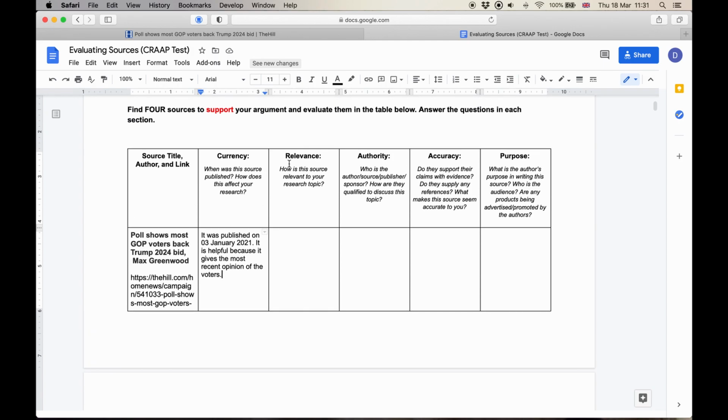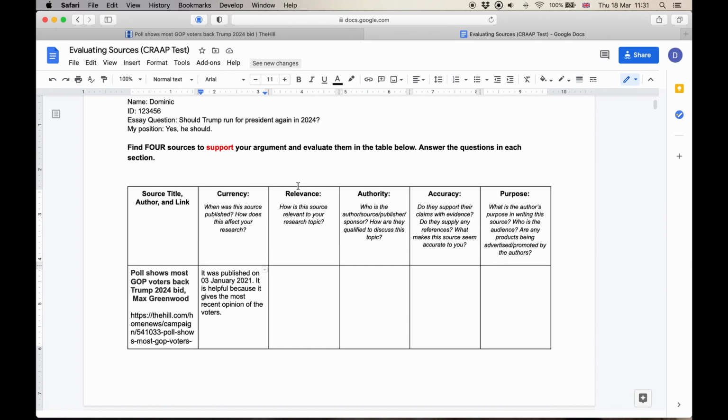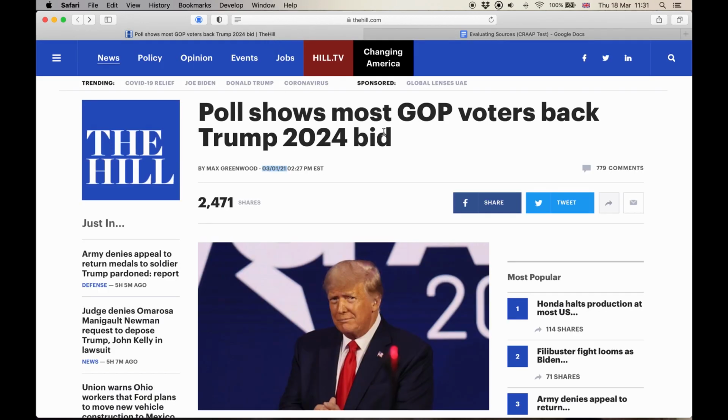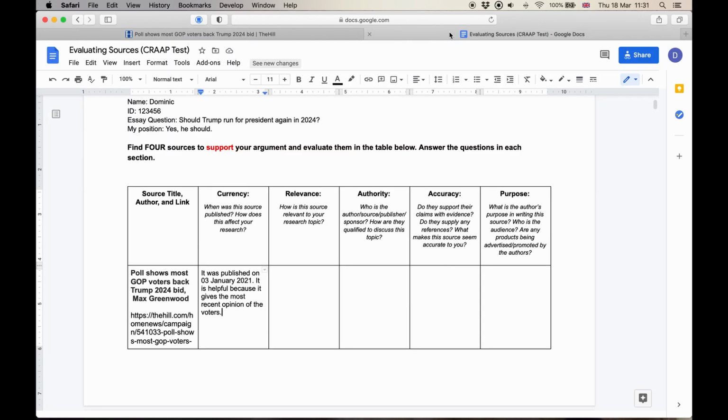Okay, next. How relevant is this to your topic? Does it help me answer my question? My question, should Trump run for president? My article, most Republican voters back Trump. So it has some relevance, but it's not really about politics. It's just how people feel today. So it's relevant, but not the most relevant. I've written 2 sentences to explain, yes, it has some relevance, but there are some things that it is missing.